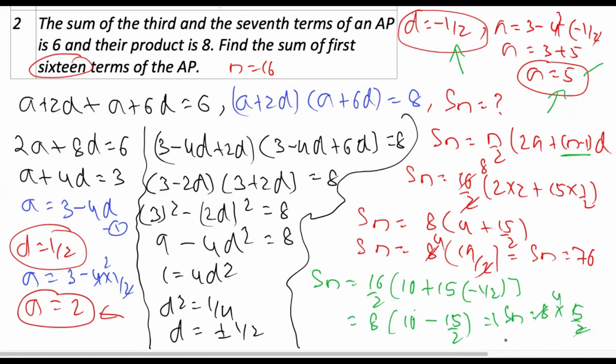Solving this, it gets reduced, and I get Sn as 20. Let me cross check it. This is 10 minus 15 over 2, that is 5 by 2. 8 multiplied by 5 by 2 gets cancelled. Yeah. So we'll have two possible answers here. One is Sn as 20, and the other we got Sn as 76. So these will be the two answers for this question.